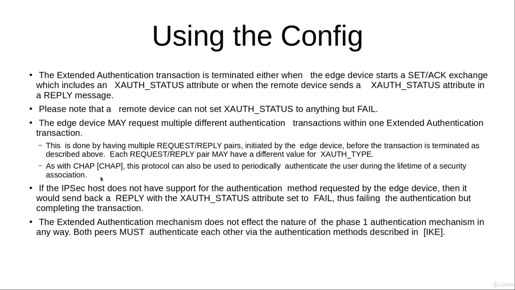The extended authentication mechanism does not affect the nature of the Phase 1 authentication mechanism in any way. Both peers must authenticate each other via the authentication methods described in IKE, like pre-shared key for example. The XAUTH method provides unidirectional authentication only, meaning that only one device is authenticated using both IKE authentication methods and extended authentication.